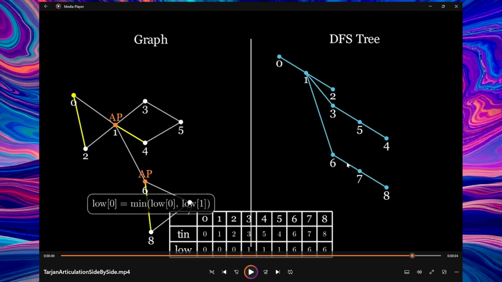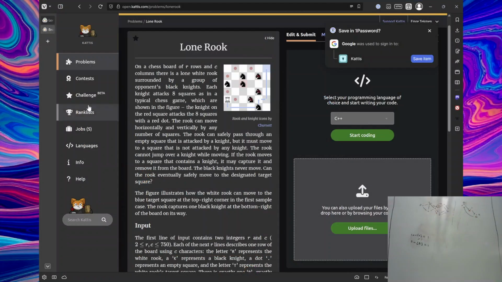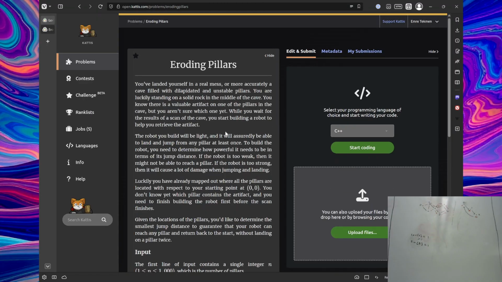Again, I did not master this overnight. So if you need to look at the animations, read the articles and stuff like that, please do. But this is a very important algorithm, and it actually shows up in the problem that I want to go over. So let's switch gears to that. It's not this one. It's this one.